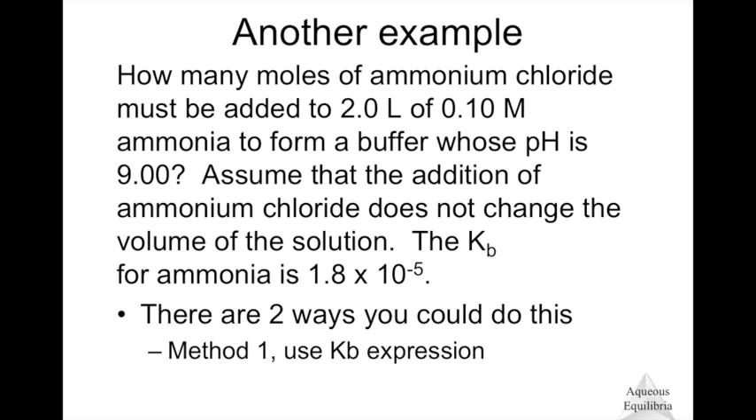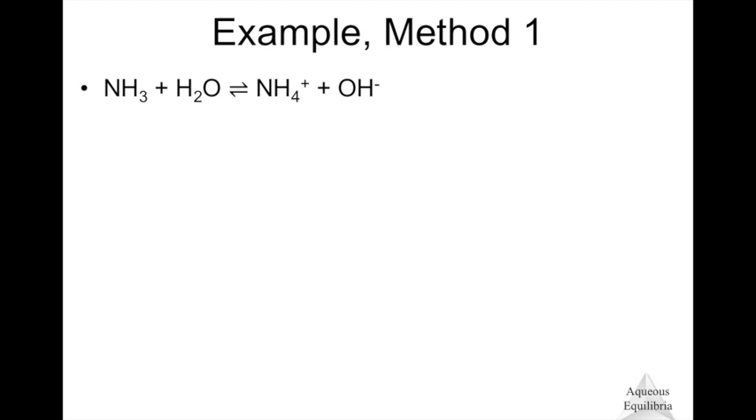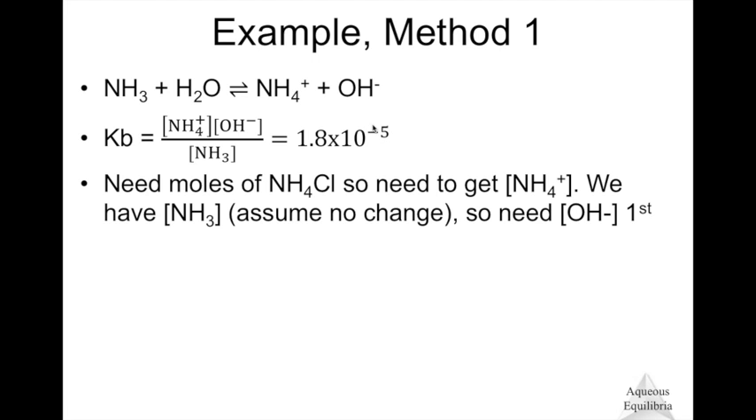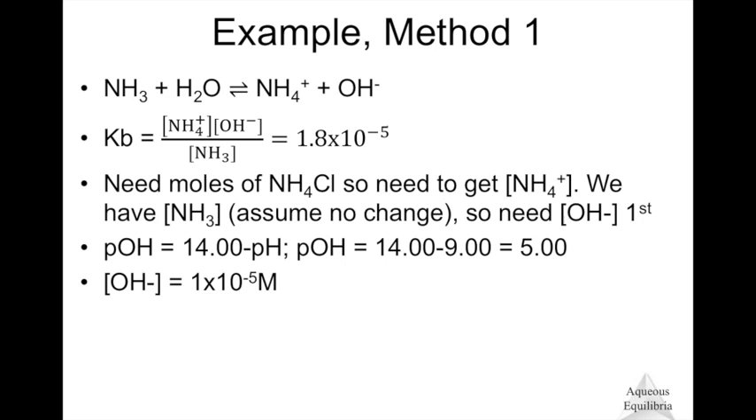The first one is you could use the Kb expression. So here's your reaction: ammonia plus water is creating ammonium and hydroxide. And we have our Kb expression, which would be the concentration of NH4+ times the concentration of OH- over NH3. We're leaving out the H2O because that's a liquid. We need to get the moles of NH4Cl, so we need the concentration of NH4+. We have NH3 because we're basically going to assume it's not going to change. To do this, we first have to figure out our concentration of OH-. How can we do that? Well, we have the pH value.